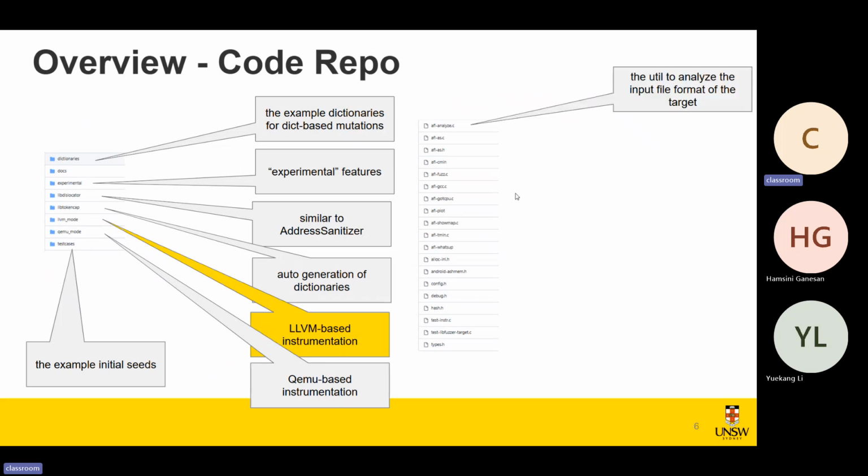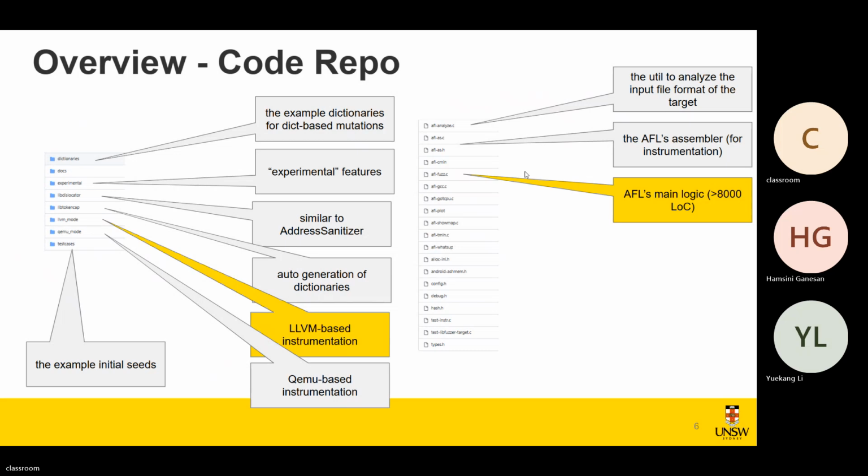If we have a look at the source code, there are many utility files in this repository. The first one is called afl-analyze, which is a utility to analyze the input file format of the target. The second one is called afl-as, AFL's assembler. Again, this one is for instrumentation, and it works differently from the other tool. But you just need to know that this one is for instrumentation.